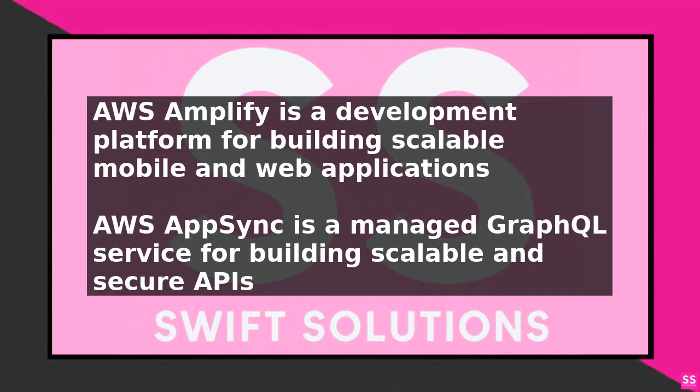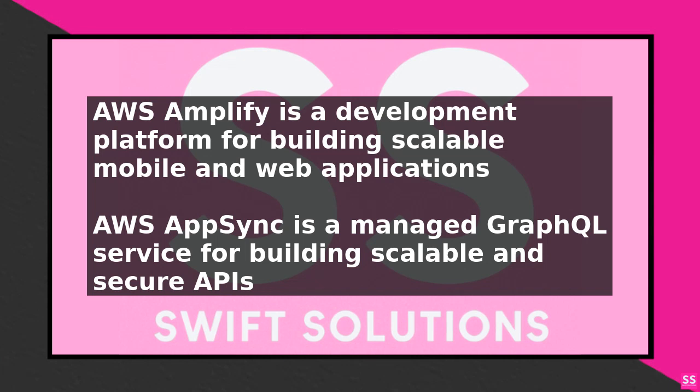Introduction to AWS Amplify AppSync integration. AWS Amplify is a development platform that helps you build scalable mobile and web applications, while AWS AppSync is a managed GraphQL service that makes it easy to build scalable and secure APIs. Integrating AWS Amplify with AppSync enables you to build powerful and flexible applications with real-time data synchronization and offline data access.